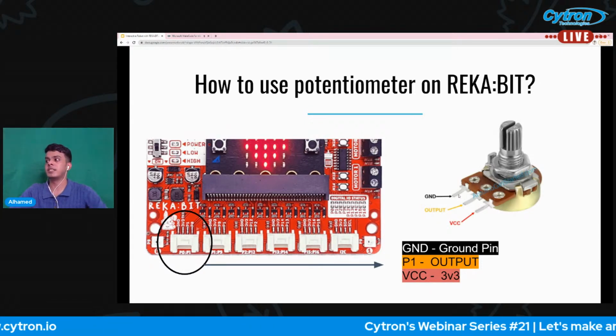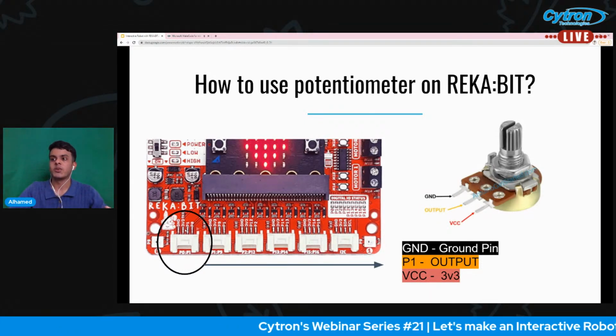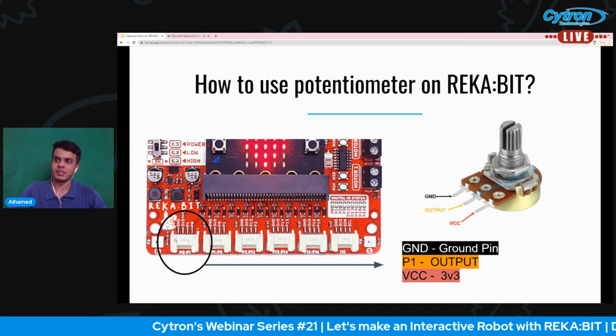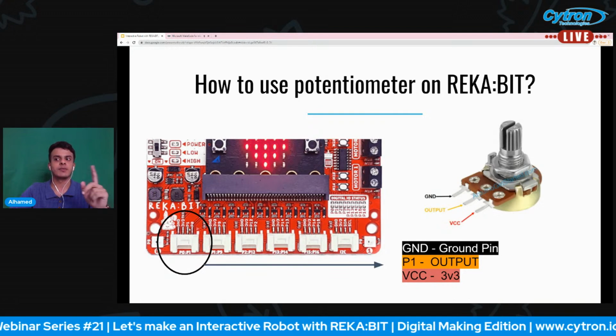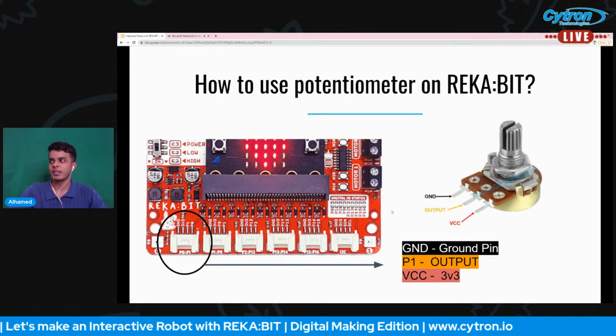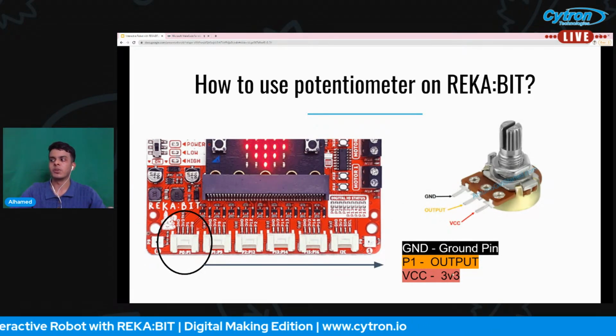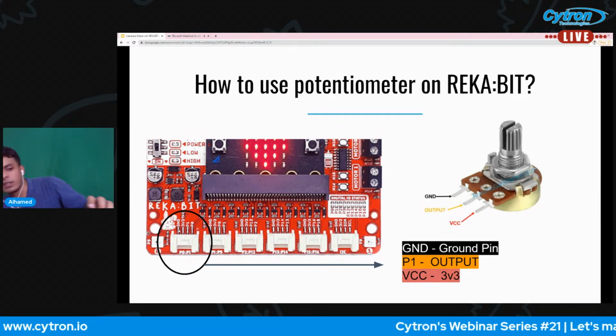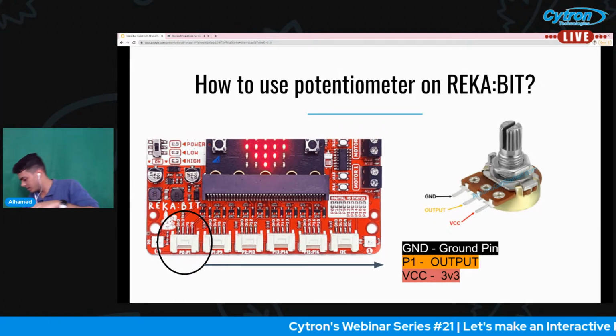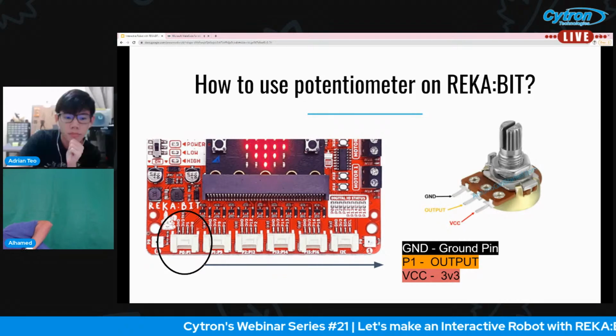Anyway, the potentiometer's ground pin will go to the ground wire over here. For the output, we can choose either pin 1 or pin 0. And the VCC will go to the 3 volt pin. So now I'm going to show you how the connection is made.